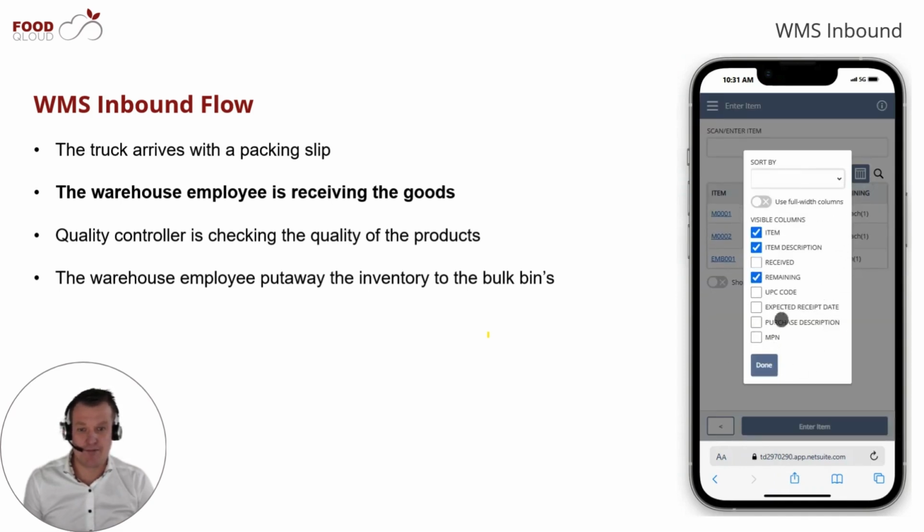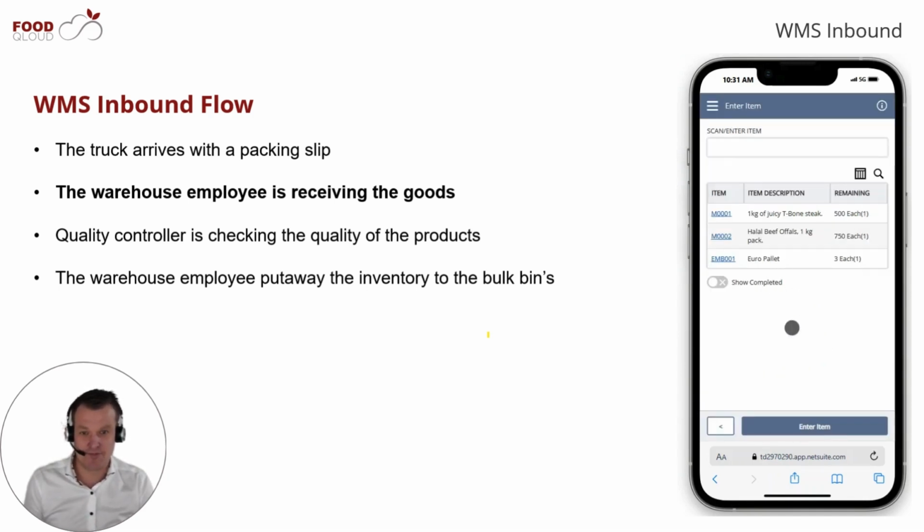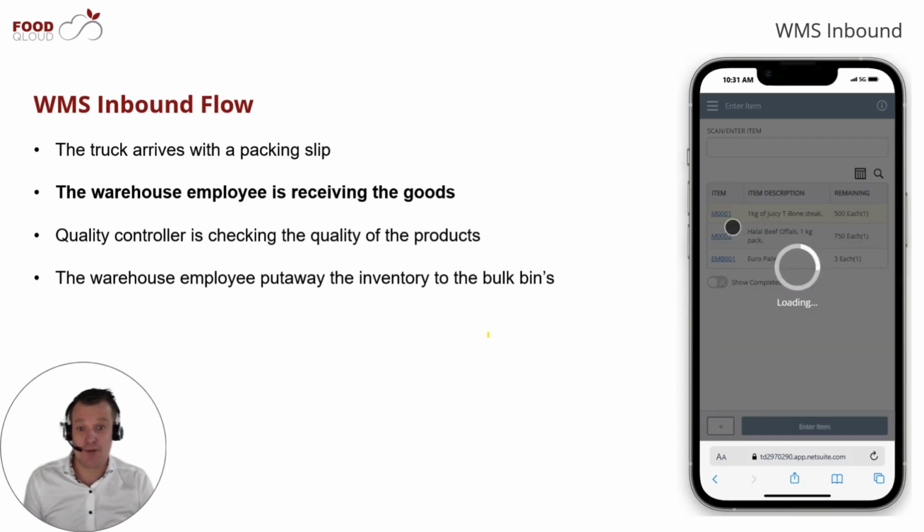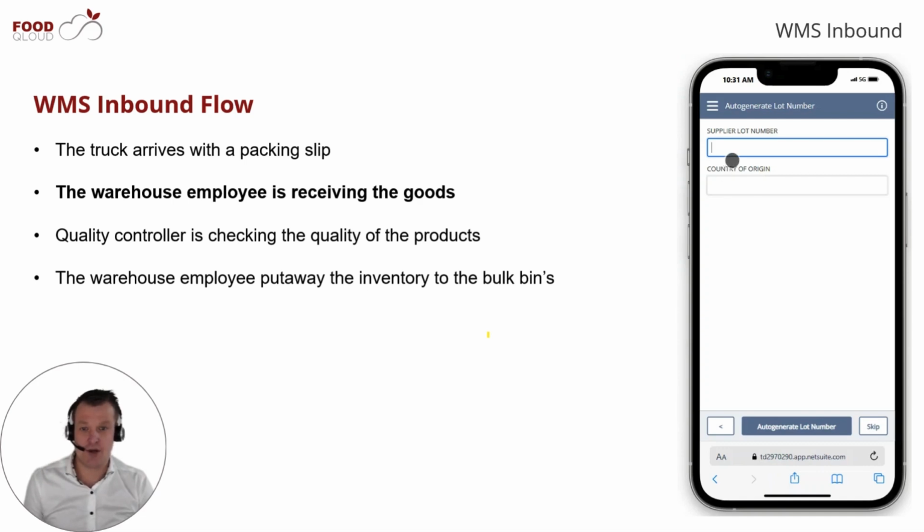Here we can make columns invisible or visible, what you want to show or what you want to hide. For now, we scan the M0001, this is the debone steak, and we have the auto-generate lot functionality inside of it. The setup is we have the auto-generated lot number.